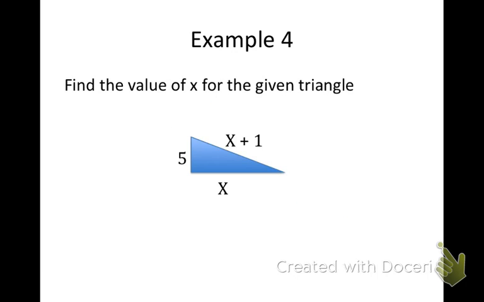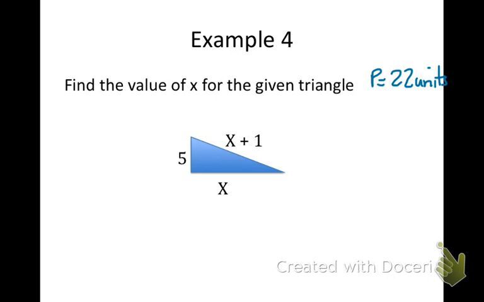Example 4 is to find the value of x for the given triangle. One thing that's missing from this problem is that you need to know something about the perimeter. Okay? So in this problem, the perimeter is equal to 22 units. So if you're given the perimeter, or if you happen to be given the area or something like that, you can then solve these types of problems.